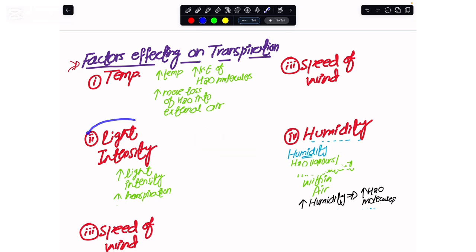The other factor is light intensity. The more light intensity we have, the more transpiration we have. The reason is that light intensity has an impact on opening the stomata between the guard cells. When more guard cells open up, ultimately more water escapes out, thanks partly to the greater light intensity.